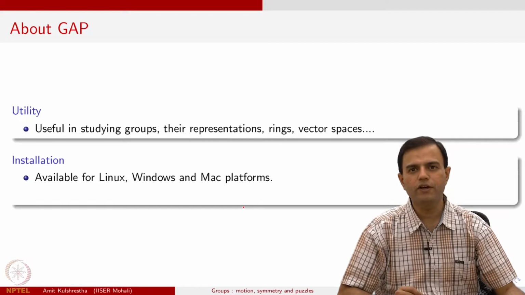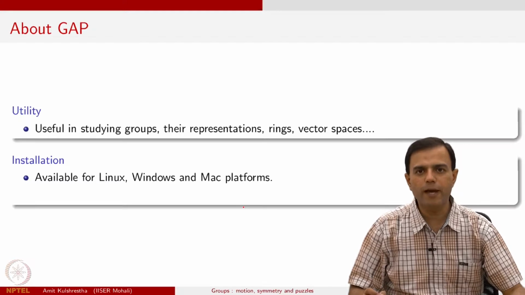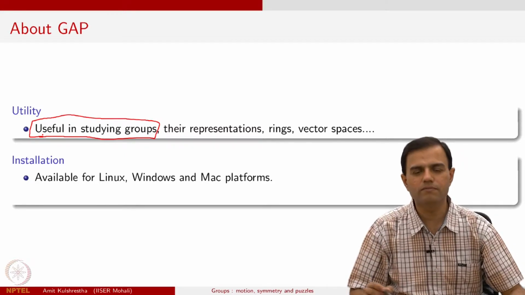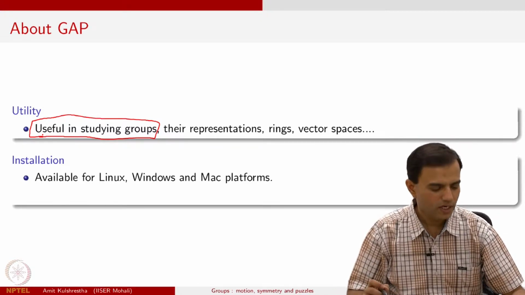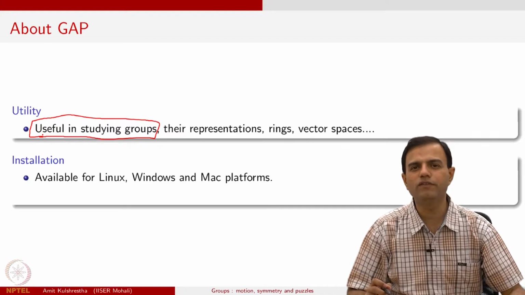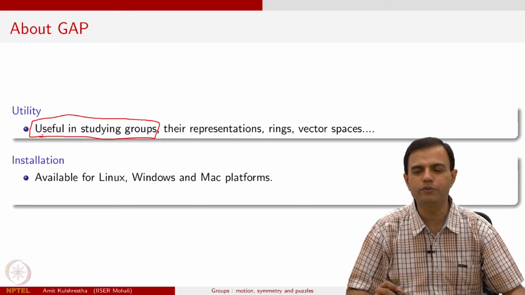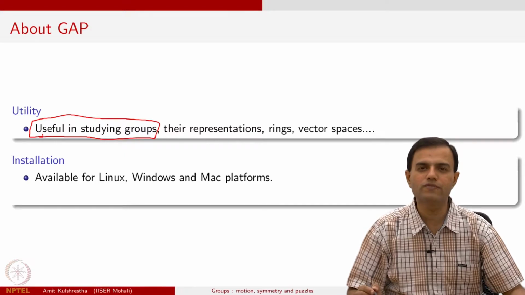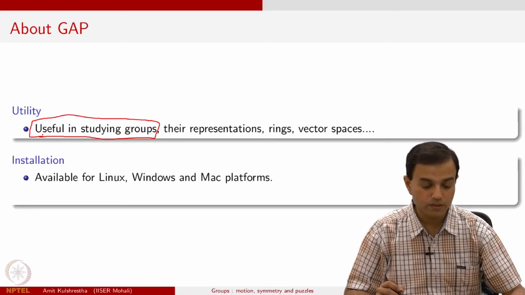So what is the specialty of GAP? Specialty of GAP is that it is useful in studying groups. There are so many programming languages, the traditional ones, usual ones, they have their own data structures, and not many of them do support groups. So here you can actually define groups, you can play with groups, you can define maps between groups and do calculations which otherwise you would be doing over a piece of paper. So it's useful in studying groups.